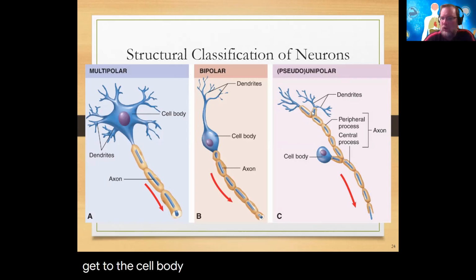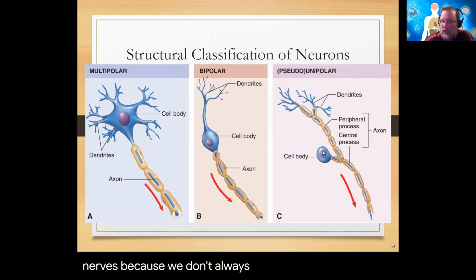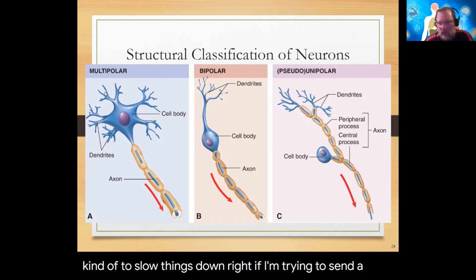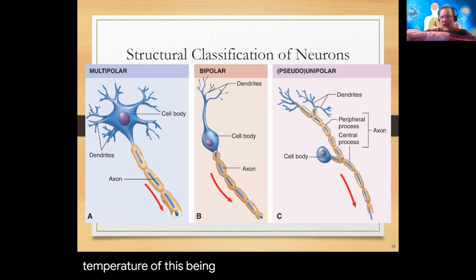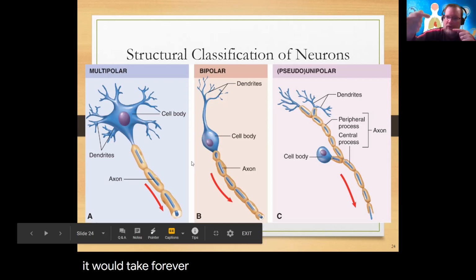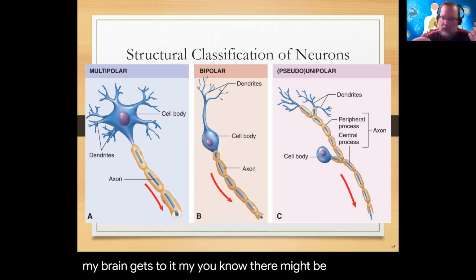And then unipolar, we see this a lot with sensory nerves, because we don't always want a cell body to slow things down, right? If I'm trying to send a signal that I just touched something really hot, that needs to go in a line, especially fast to the brain. So I don't want to see a lot of short axons and a lot of clumpy neurons together like this. It would take forever to keep perpetuating that stimulus that I just touched something hot. By the time my brain gets to it, there might be tissue damage at my finger.